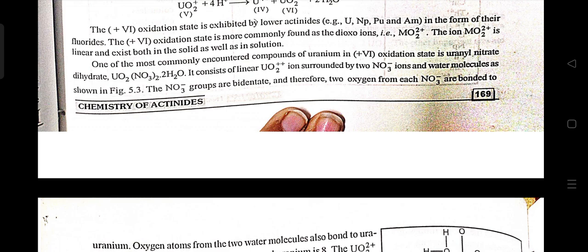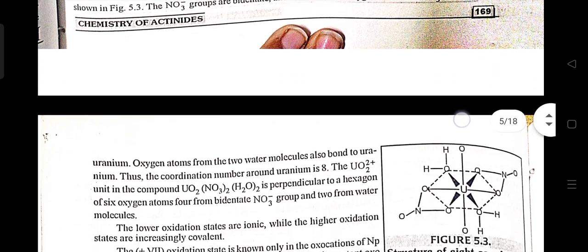One of the most commonly encountered compounds of uranium in the +6 oxidation state is uranyl nitrate dihydrate, UO2(NO3)2·2H2O. It consists of the UO2 2+ ion surrounded by two NO3- ions and water molecules as shown in Figure 5.3. The nitrate ions are bidentate, and therefore two oxygens from each nitrate are bonded to uranium.